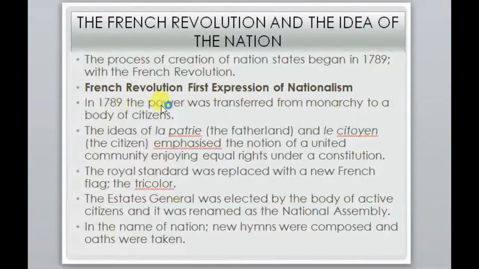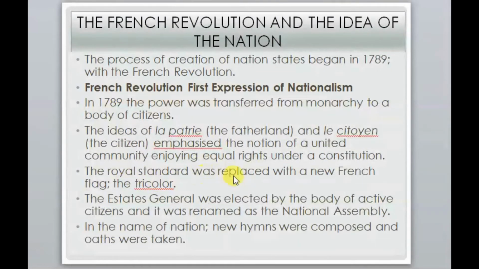In 1789, the power was transferred from monarchy to a body of citizens. Before 1789, France was being ruled by an absolute monarch. There are two French words, la patrie and les citoyens. La patrie means the fatherland, les citoyens means the citizen. These two ideas emphasized the notion of a united community enjoying equal rights under a constitution. It means these two ideas create a new idea of a united community.